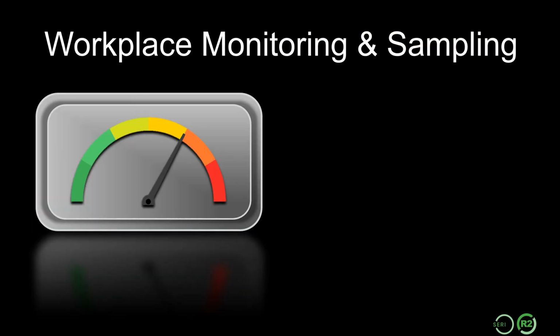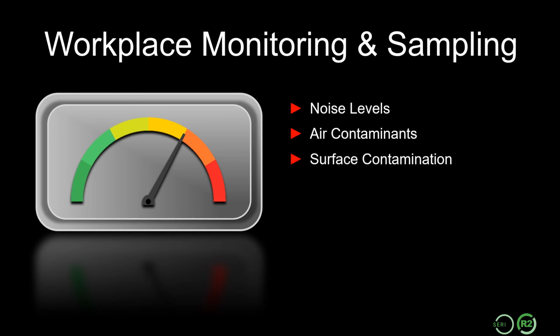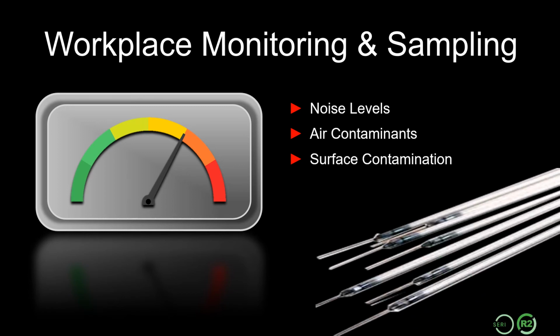Even with robust EHS controls in place, there's a need for workplace monitoring and sampling programs to test the controls and verify their effectiveness. A formal industrial hygiene monitoring program should be established to measure noise levels, air contaminants, and surface contamination. The results of the sampling from these hygiene monitoring programs can be used to monitor trends and determine if additional control measures may be required. It's also important to note that for facilities conducting materials recovery where electronic equipment with fluorescent lamps is dismantled or lamps are removed, a periodic air quality test for mercury is required.